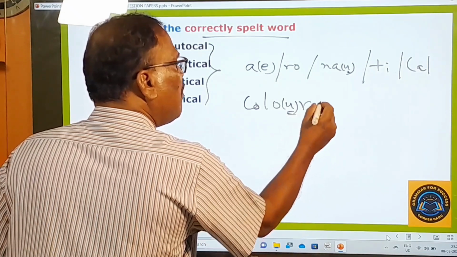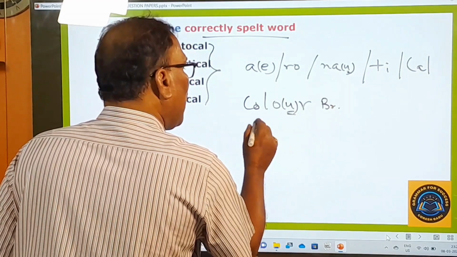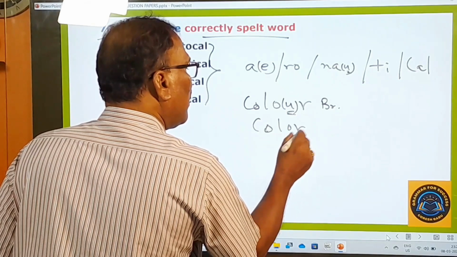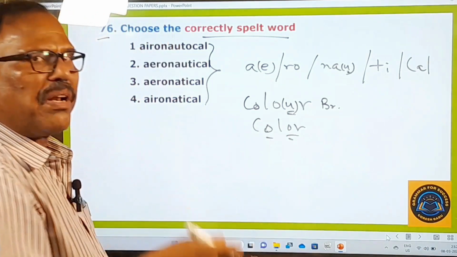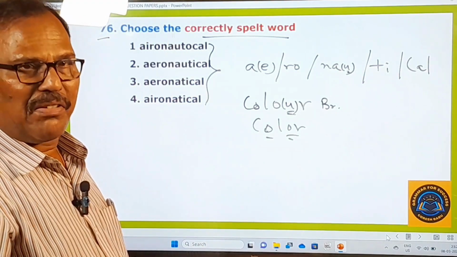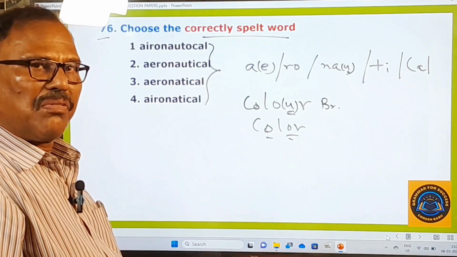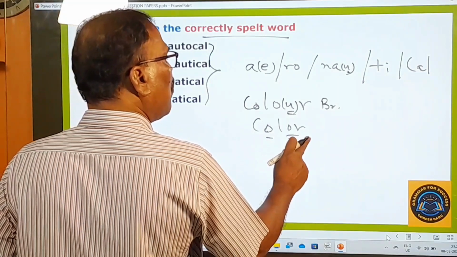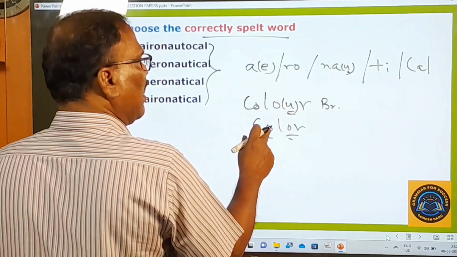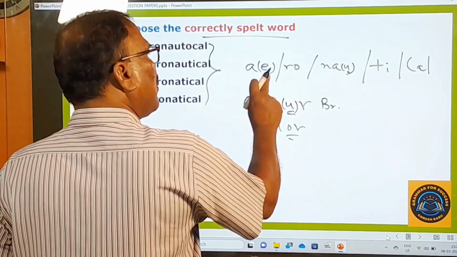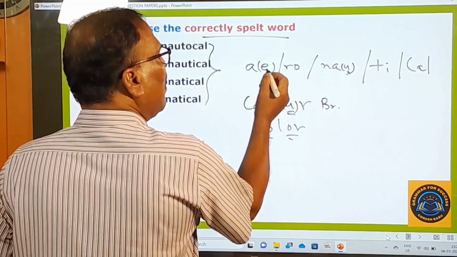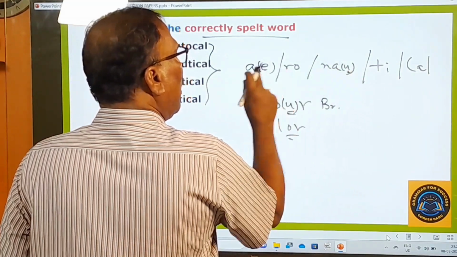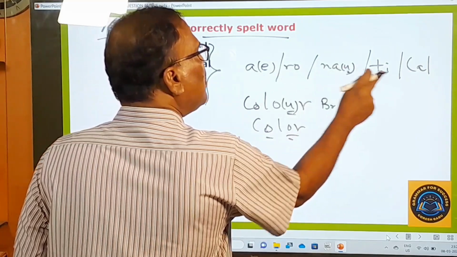But this is the British spelling. Here the American spelling is like this: color. They use a smaller number of vowels. Here, COLOUR, COLOR. So that's why, according to British English, this is the spelling. E silent or U silent. A, ro, na, T, kal.